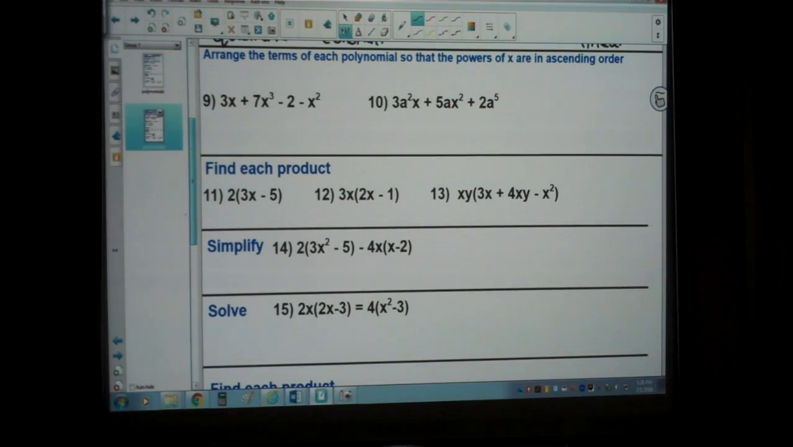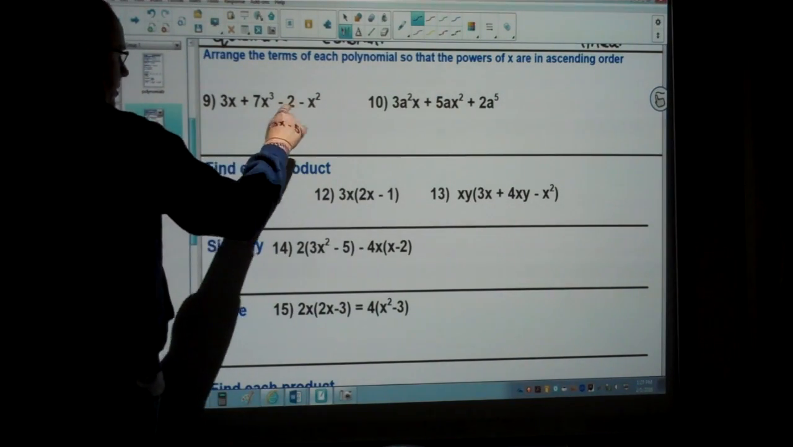Arrange the terms of each polynomial so the powers are in ascending order. Now there's 2 questions they can ask. They can normally talk about ascending, which means to go up, or descending, which means to go down. And luckily the descending begins with a D, just like down does as well. So if we're going with ascending order, we need the smallest power first, and then we're going to build up.